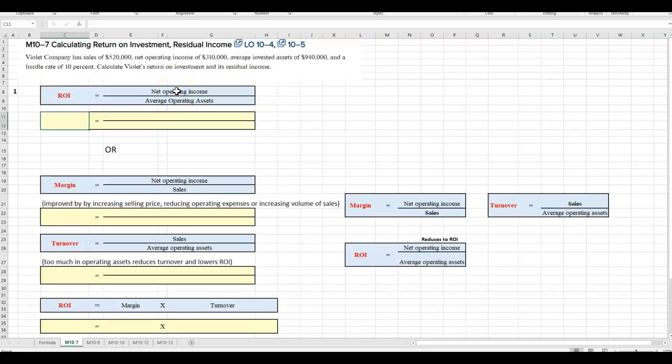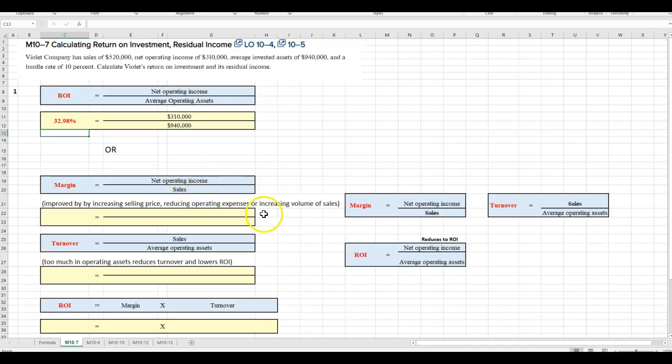ROI is net operating income divided by average operating assets. Net operating income is $310,000, and average invested assets, or operating assets, same thing, is $940,000. So 310 divided by 940 is 32.98% return on investment, ROI.